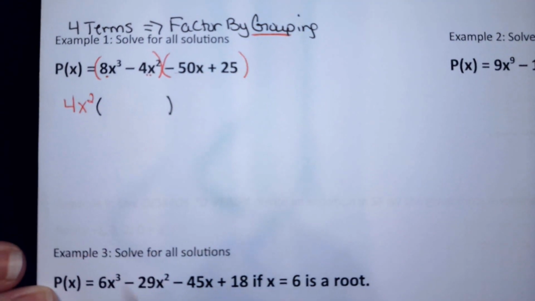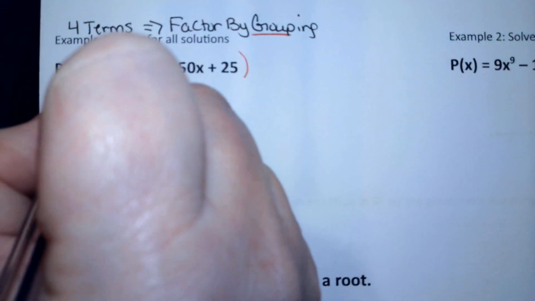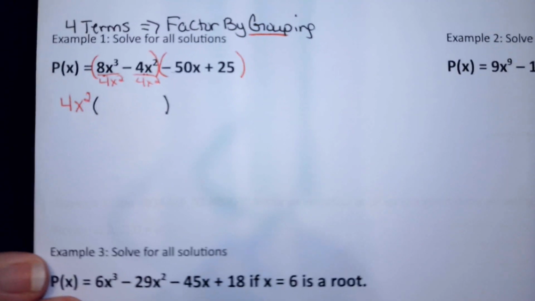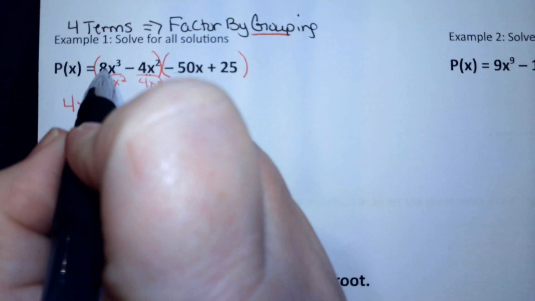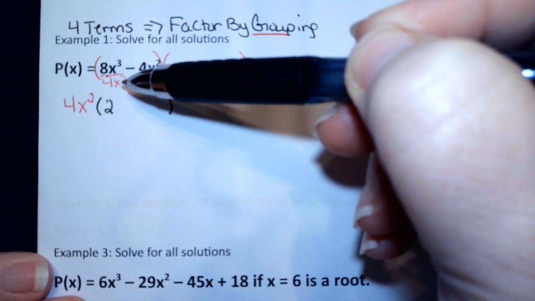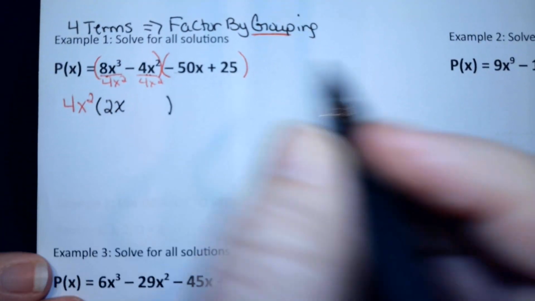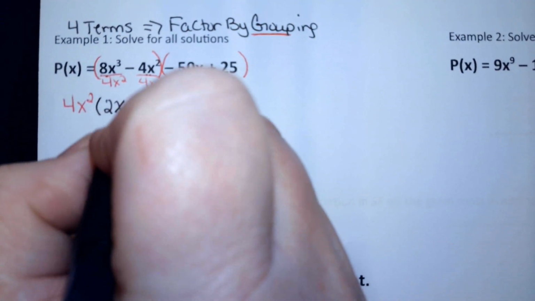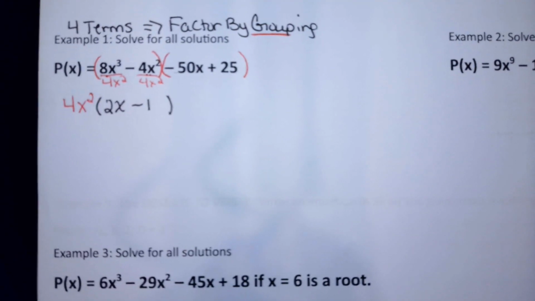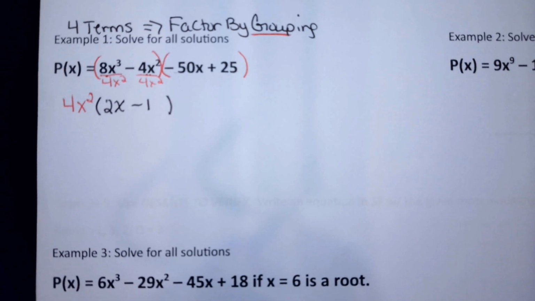And what happens is when you pull the factor out, you're dividing. So we're going to divide each term by 4x squared. 8 divided by 4 is 2. If we had 3 x's, but we're taking 2 out, we're left with 1. So we get 2x. Anything divided by itself is 1, so we get minus 1. Let that sink in for a second, what we just did. We grouped the first 2 terms and then the last 2 terms together. We looked at that first group and saw they had a 4x squared in common, so we divided out that 4x squared.